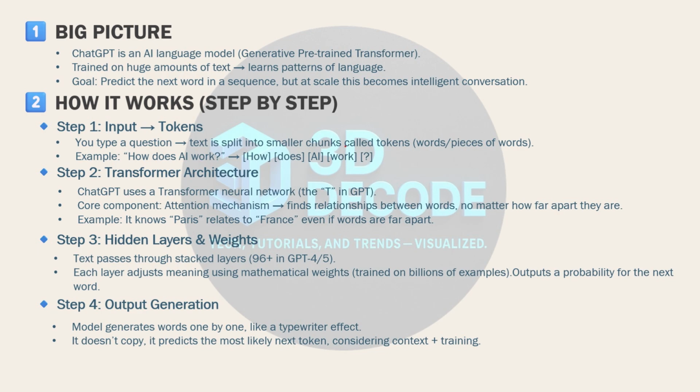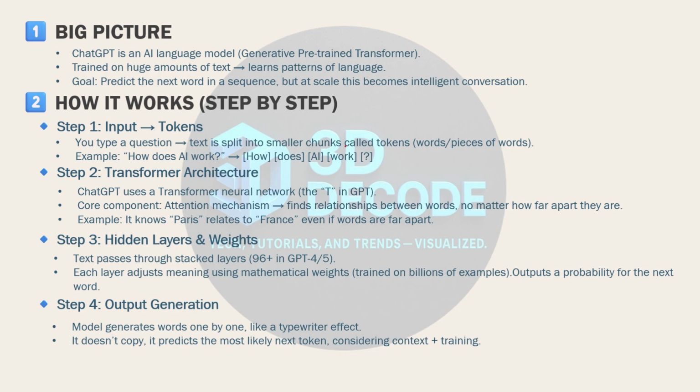Step 3. Hidden layers and weights. The text passes through many stacked layers, 96 plus in GPT-4 and GPT-5. Each layer adjusts meaning using mathematical weights, trained on billions of examples. The model then outputs a probability for the next word.